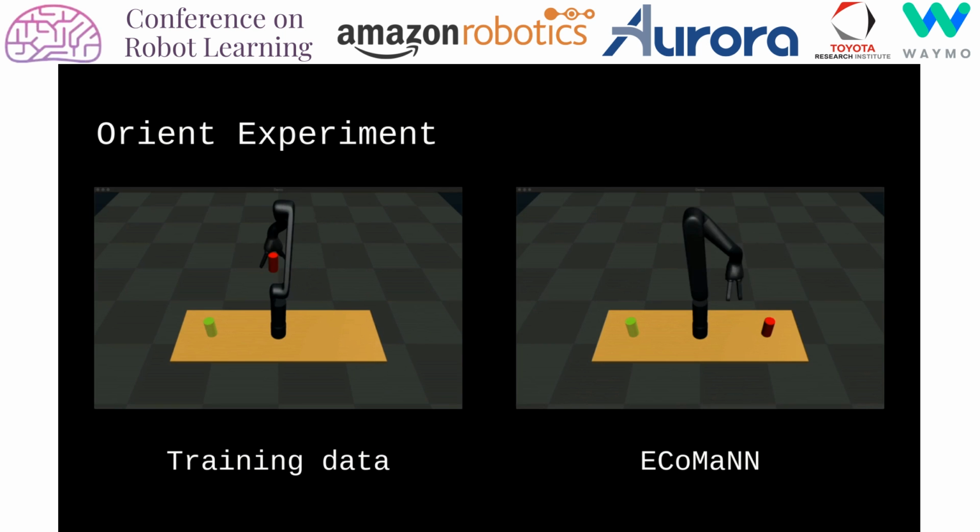We then integrate the learned constraint into a sampling-based motion planner. In this experiment, a robot arm must transport a cup to a green goal location, keeping the orientation upright throughout the motion. The path with ECoMaNN is very similar to a path planned using an analytically described constraint.